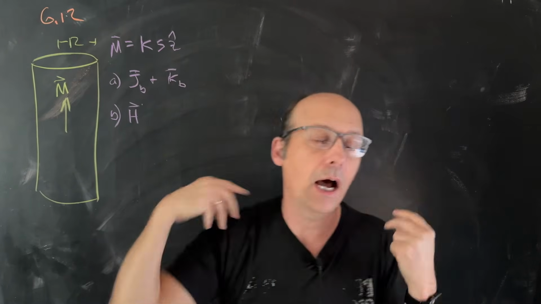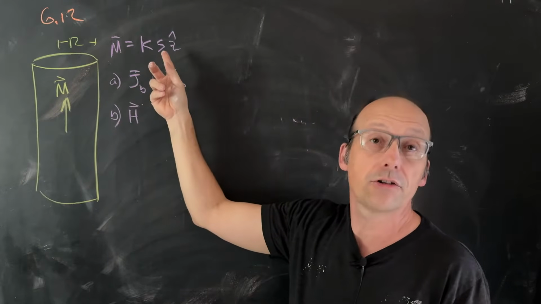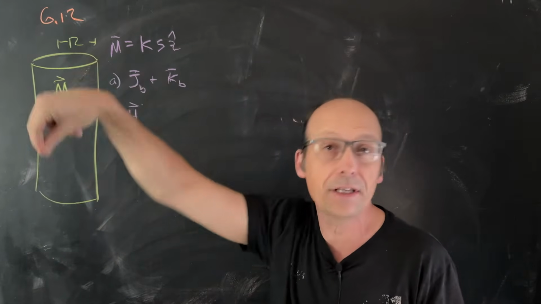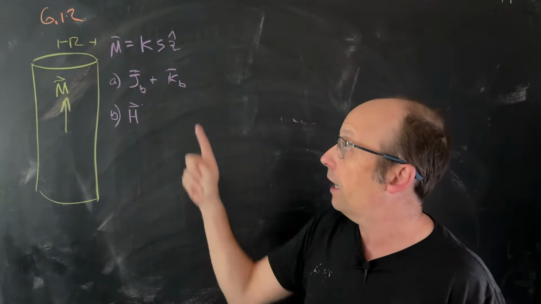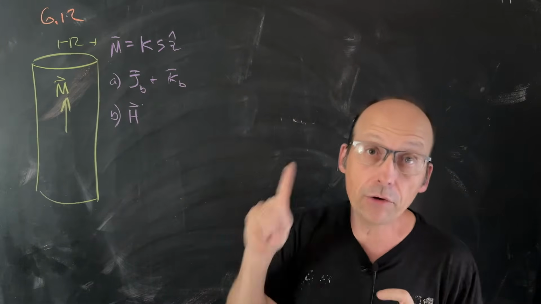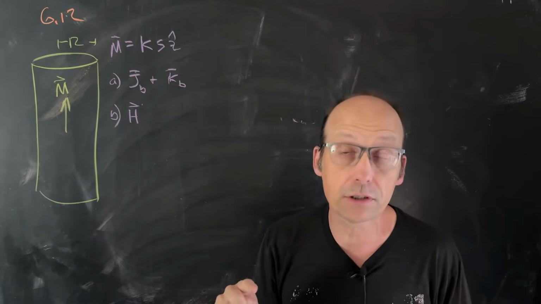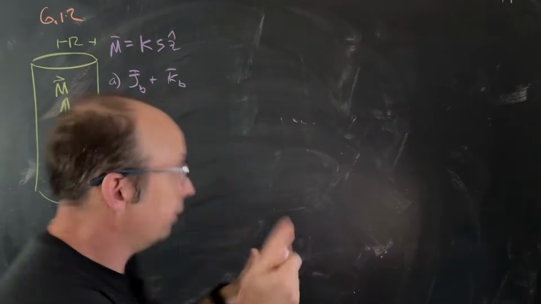I'm going to use what the book did because it's the book. So s is the cylindrical coordinate distance from the z-axis instead of r. I like r, but they use s, so I'm going to use s. The first thing we want to do is to find the bound volume current density J_B and the bound surface current density K_B, and then the second way we'll do it with the displacement field. So let's just get into it.